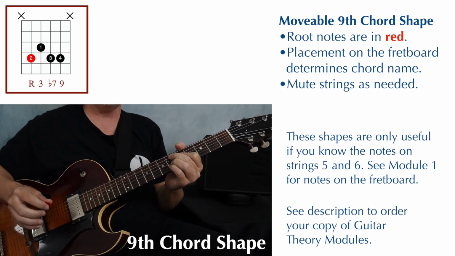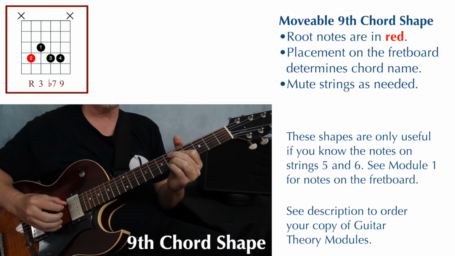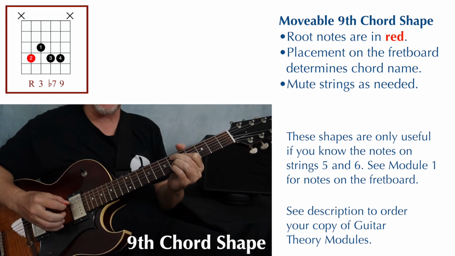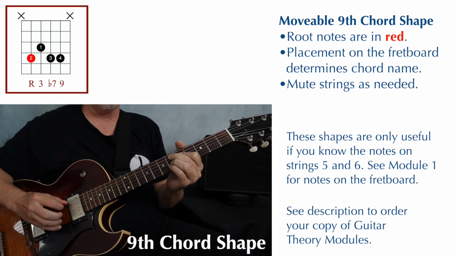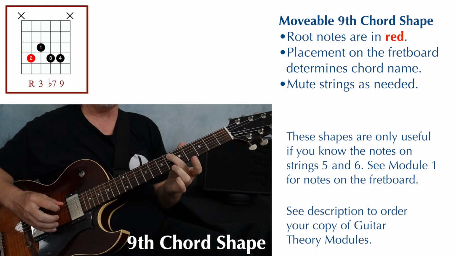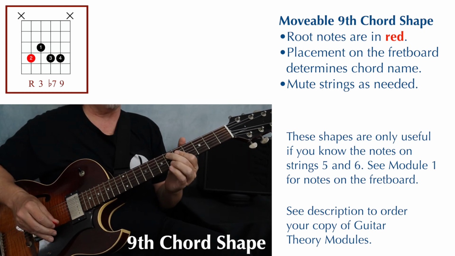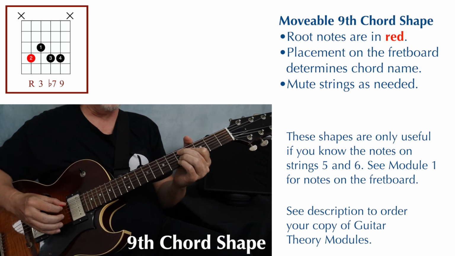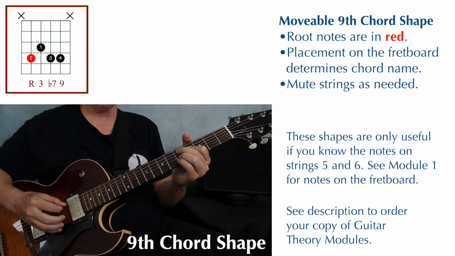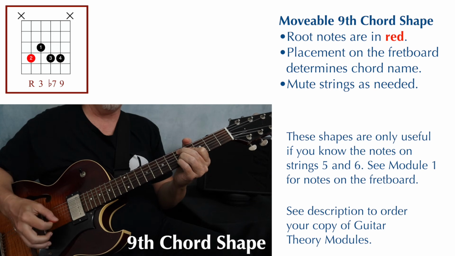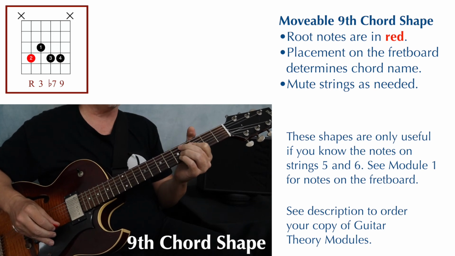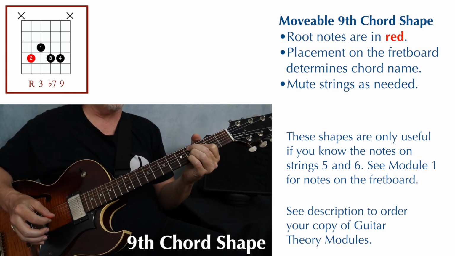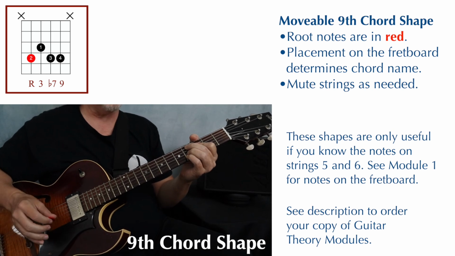Because there are no open strings, this is a movable chord shape. This happens to be an E flat 9 that I'm playing because I'm placing the root of this shape on the E flat, string 5, fret 6. If I were to move it down a fret, now my root is on the 5th fret, which is going to be a D. Now we have a D9. And now if I were to move it one more fret, now we have a D flat 9 or C sharp 9, depending on how you think of it.